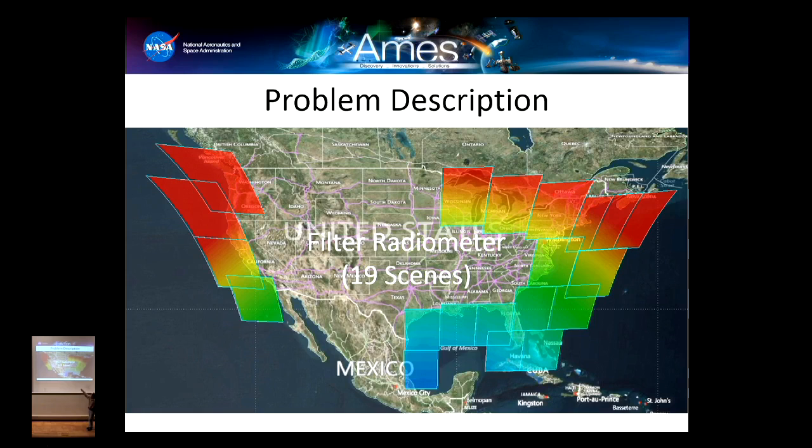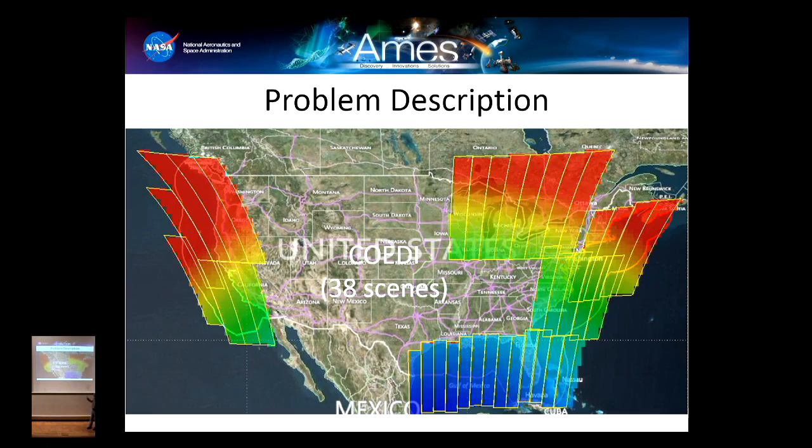The real important message here is that we only require 19 scenes for this filter radiometer instrument to cover the US coastal waters. By contrast, when you go to the other instrument, whose nickname is Cody, you can see now you have this long skinny box, and you see how it kind of bends to the left and bends to the right. But we need a lot more of these scenes in order to cover the same US coastal water zones, and in particular, we need about twice as many. So 19 scenes versus 38.